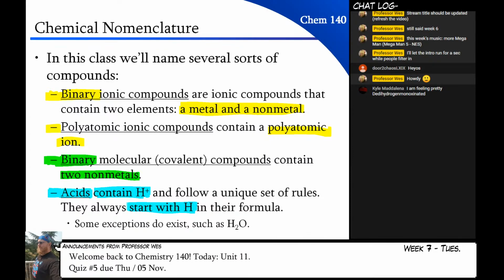Now, of course, there are some exceptions, like water. We'll talk about water and why water is kind of weird in terms of all these definitions, because water is so abundant. We've actually defined a bunch of things around water, and that makes water kind of like the midpoint or the breaking point of a lot of these rules. But for our purposes, if you see something that starts with an H, it's an acid. We're going to use the acid rules.